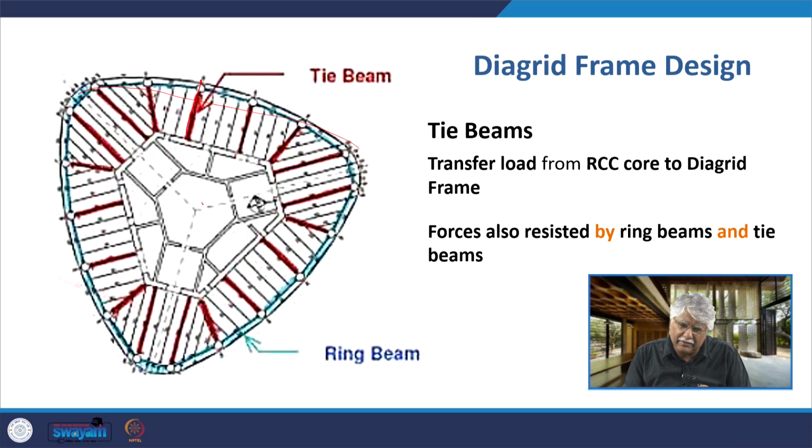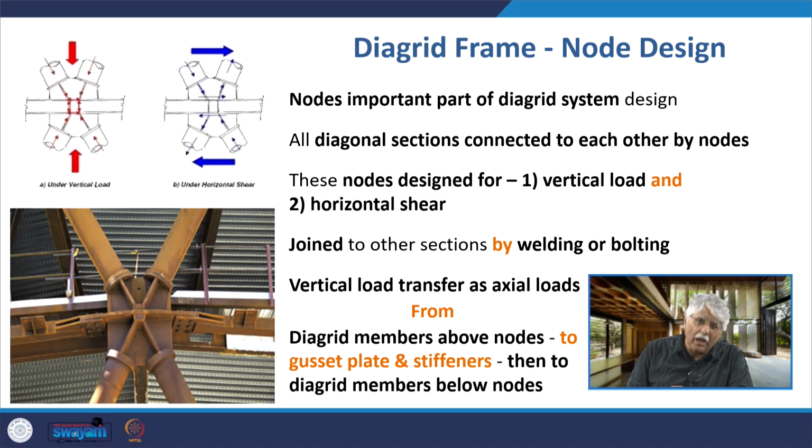We have talked about it in detail in the lectures on structural systems. The force is also resisted by the ring beams, that I told you about. Between the triangular frames of the Diagrid, the ring beams are there, and the ring beams and tie beams are also resisting forces. Now the nodes are an important part of the Diagrid.